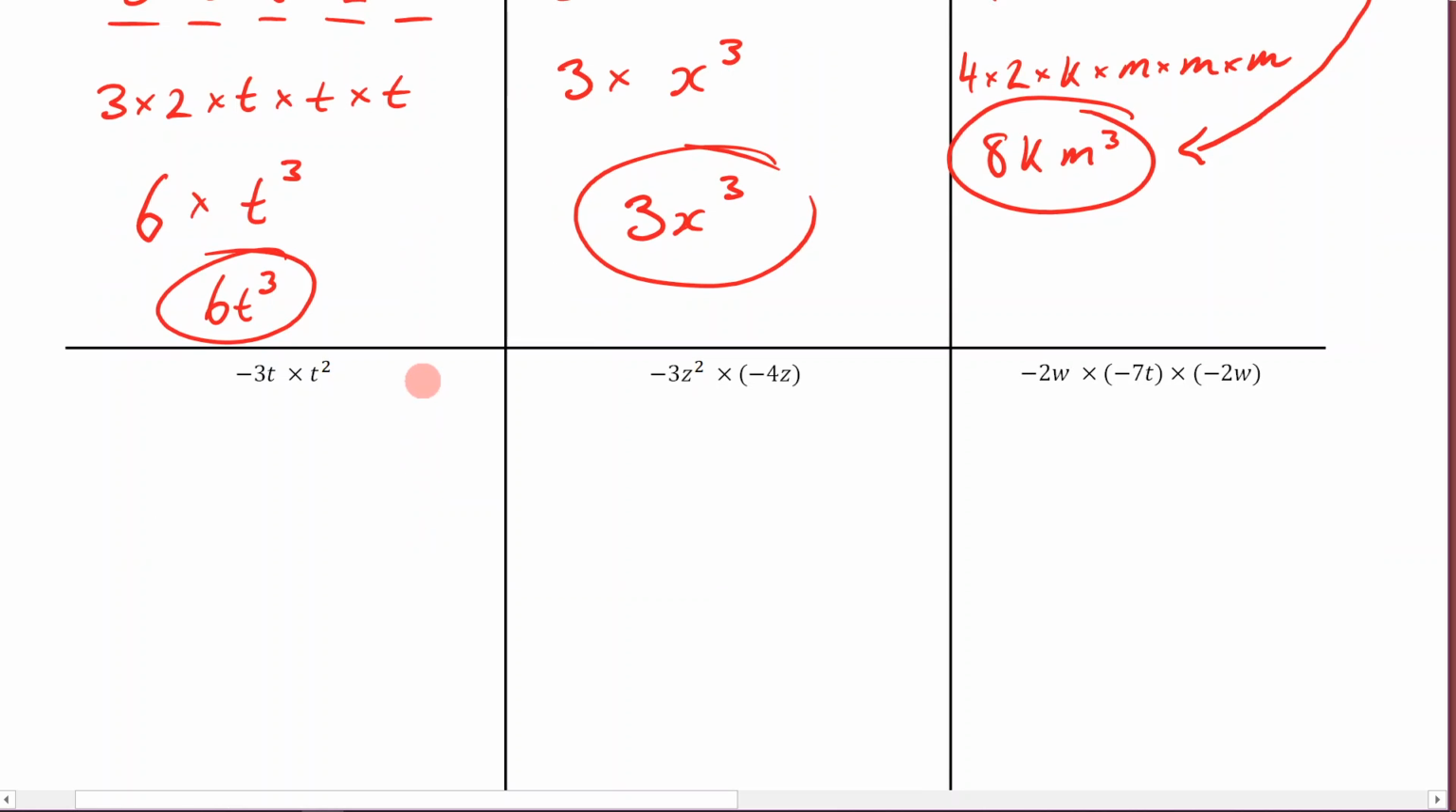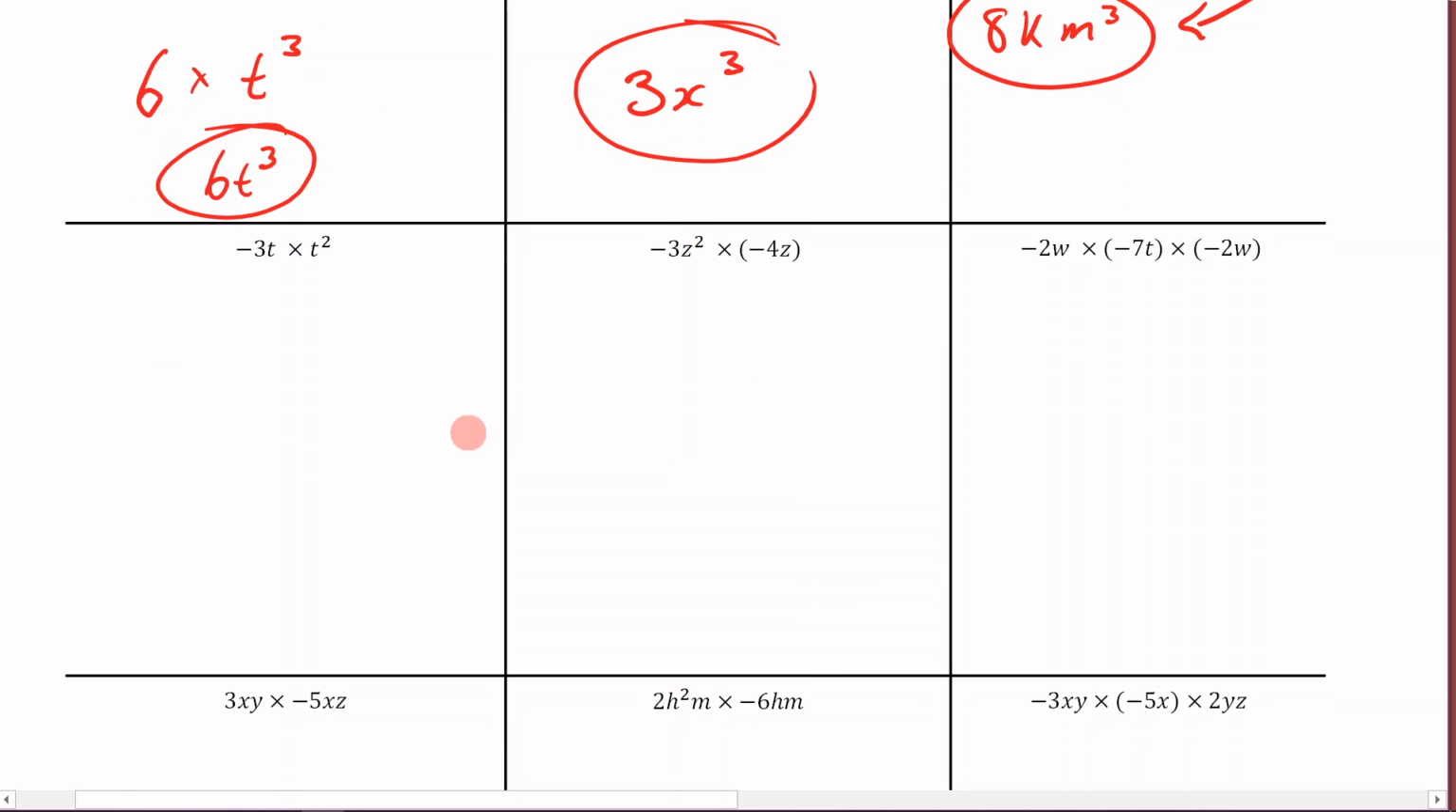All right, so let's come down here now, and we're going to introduce the new idea of signs. So as you can see, this is negative 3t multiplied by t squared. Okay, so if I have negative 3t multiplied by t squared, what exactly is happening here? If I have a negative number multiplied by a positive number, I know that my answer is going to be negative. So immediately, because I have one negative here, I know that my answer is going to be negative.